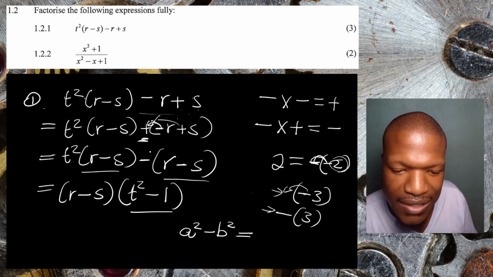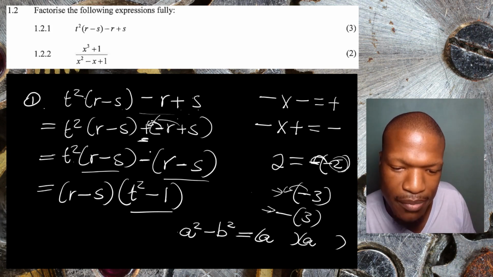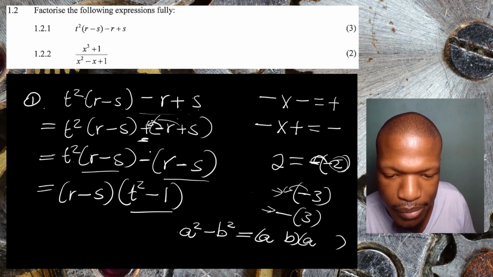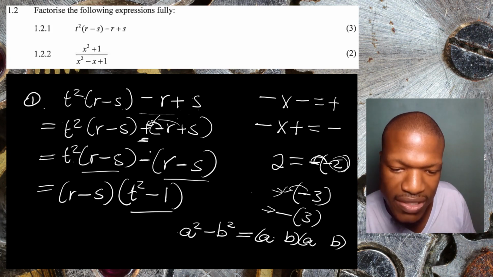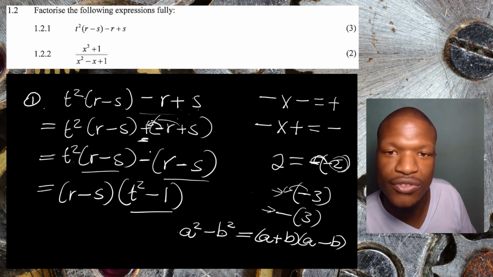And this is simply factorized this way. We take A, we put it here, we put it here, and we take B, we put it here, and put it there. Then we just populate with signs. That will be how we factorize a difference of two squares.